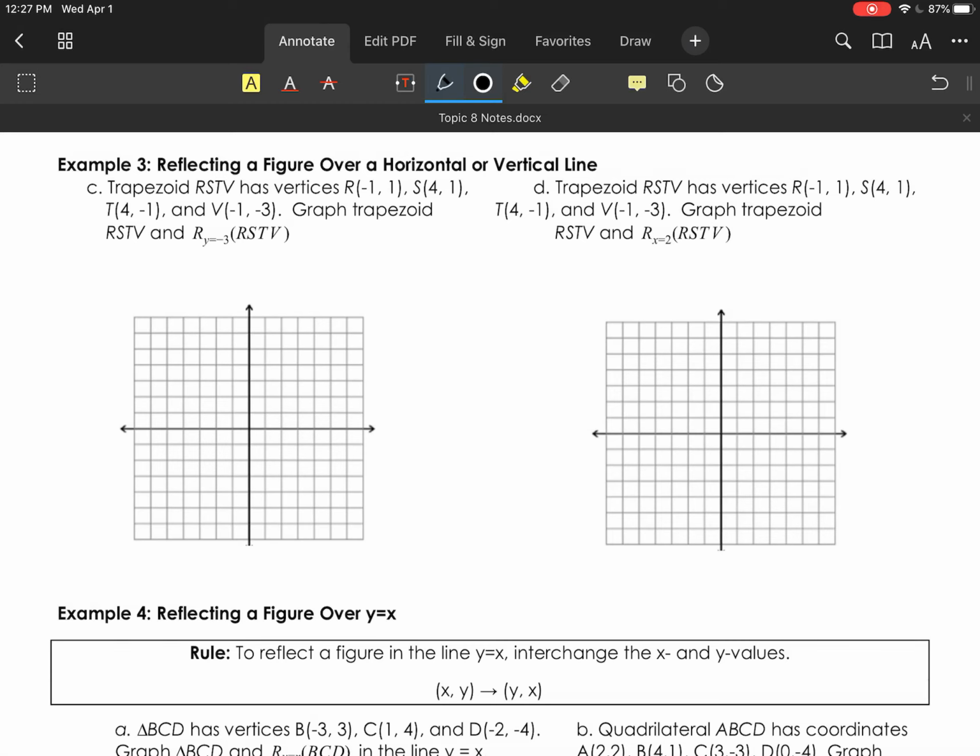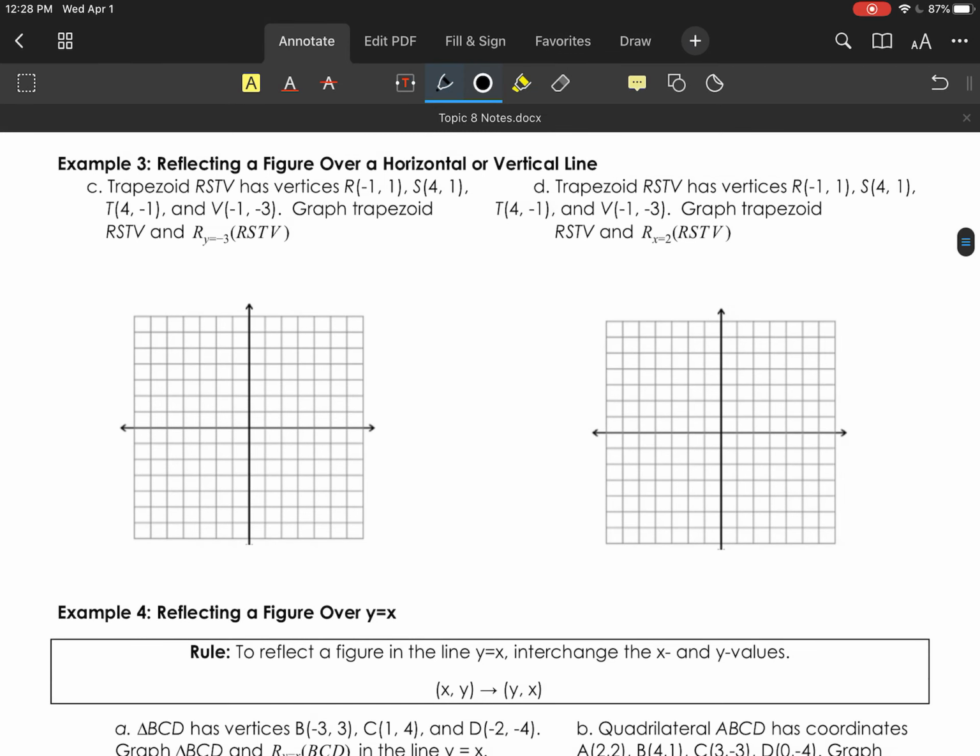So on letter C, it says trapezoid RSTV has vertices R (-1, 1), S (4, 1), T (4, -1), and V (-1, -3). Graph the trapezoid RSTV and the reflection over the line y equals negative 3 of RSTV. So I'm going to start by just graphing RSTV to start with. So I'm going to plot all of those points.